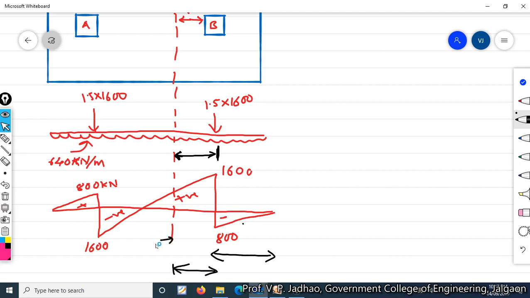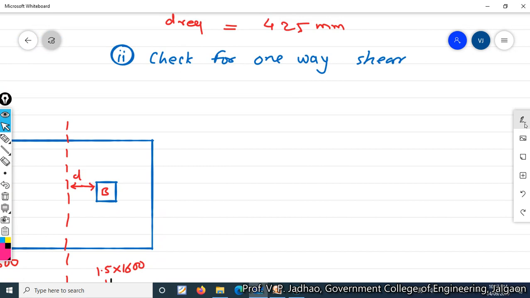This is our critical section for one way shear, from this location up to the point where the load acts. After this point, the value of shear force will come out to be, the formula is simply there for one way shear. The value of shear force, Vu.